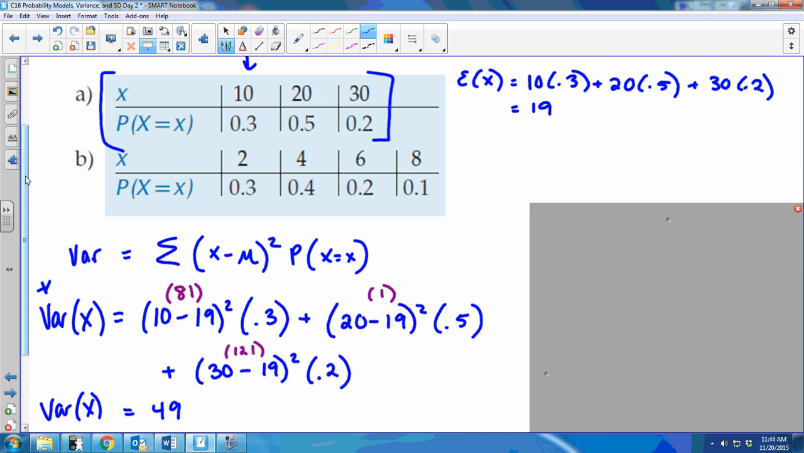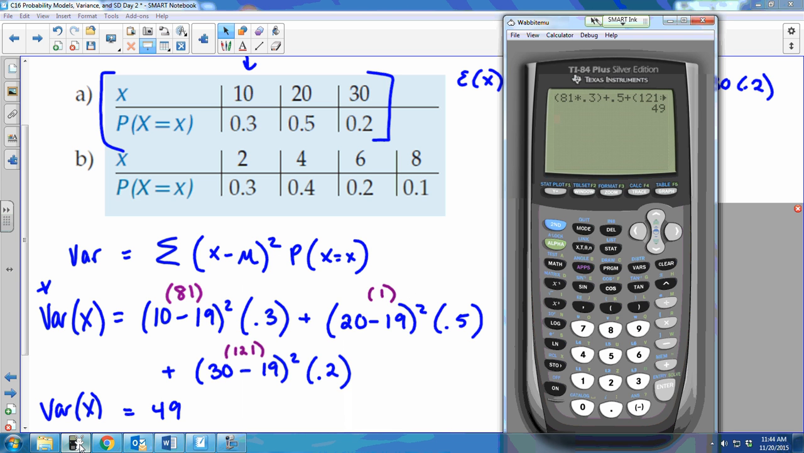So we're going to use lists in order to do this. All right? So if you go to Stat Edit and you go to your lists, you're going to type in your outcomes in one list and your probabilities that are associated in the next list. So you're pretty much putting your probability model into table form in your calculator.